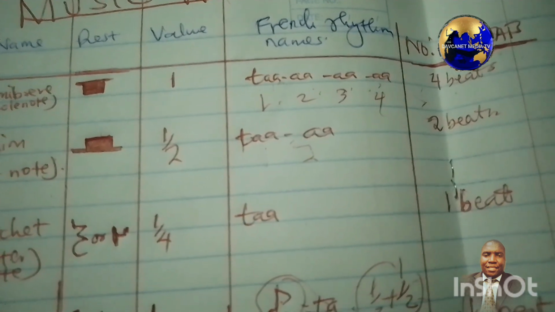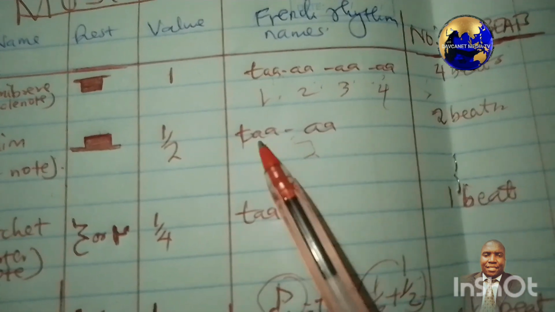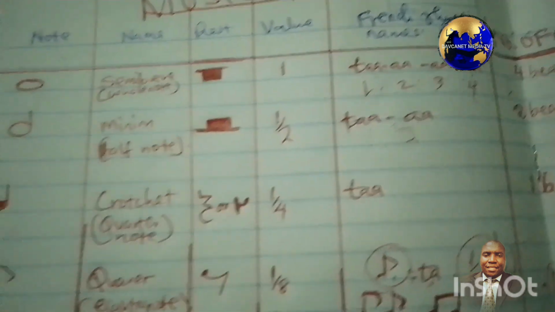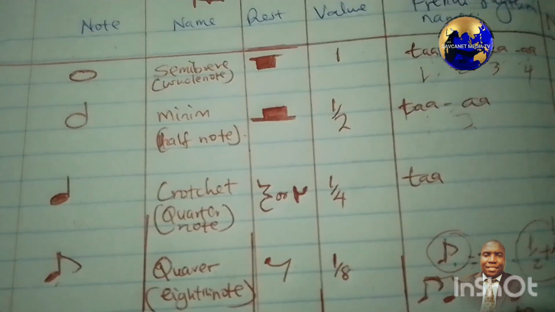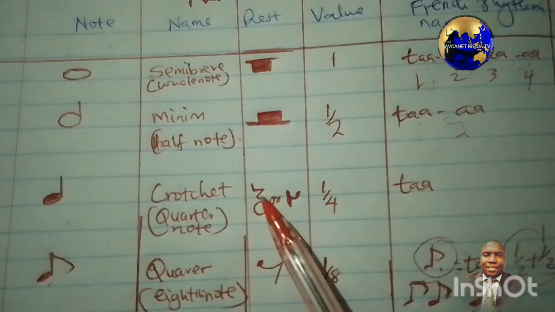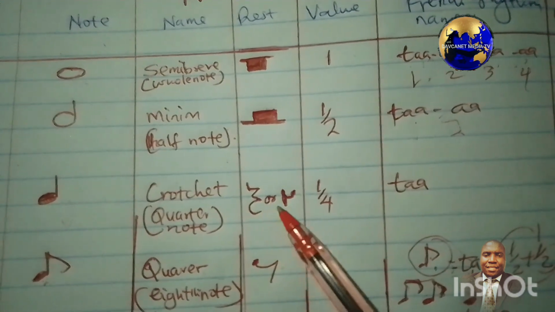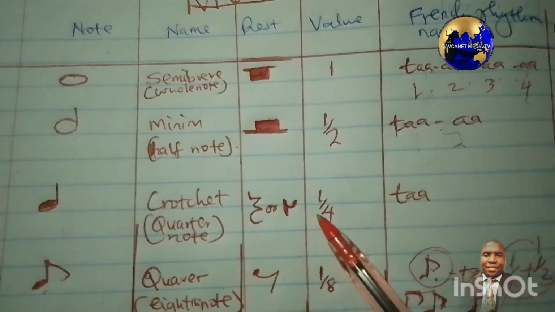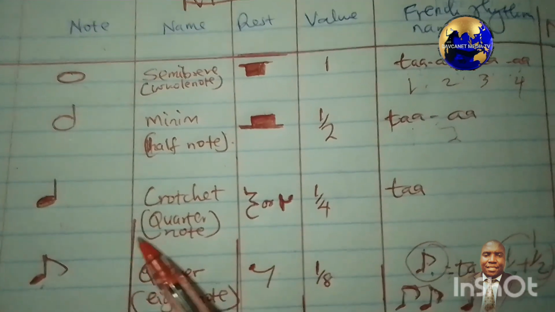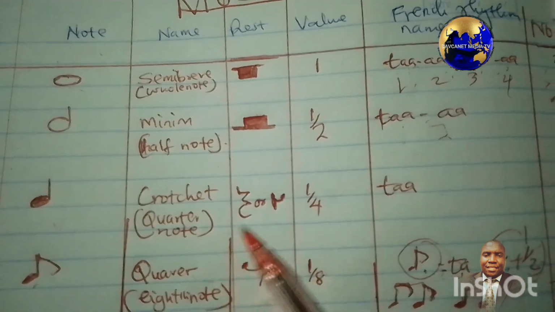Now the French rhythm name of a minim is taa. So it has 2 beats. We count it taa, 1, 2. It has 2 beats. The next note is a crotchet. This is the rest. Its rest looks like this, the first one, or you can use this sign, the second one. And the value of a crotchet is a quarter. That's why the other name of a crotchet is quarter note.